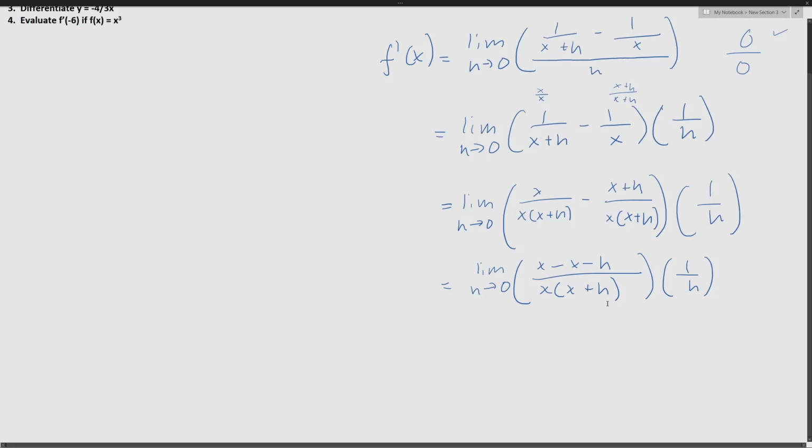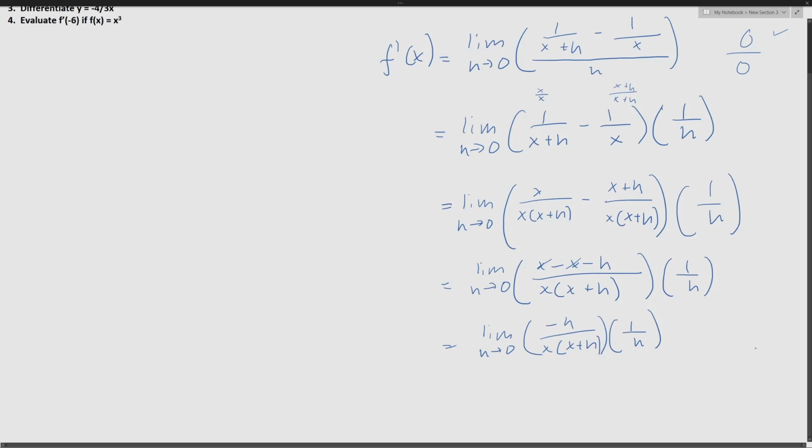From here, what we know is that these two will cancel out, right? And so we get the limit as h approaches 0 of negative h over x times x plus h, times 1 over h.